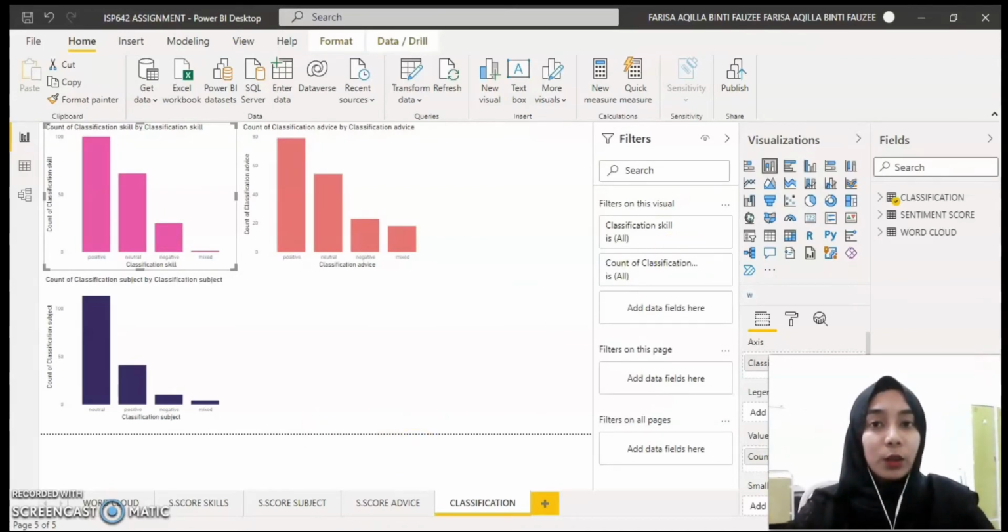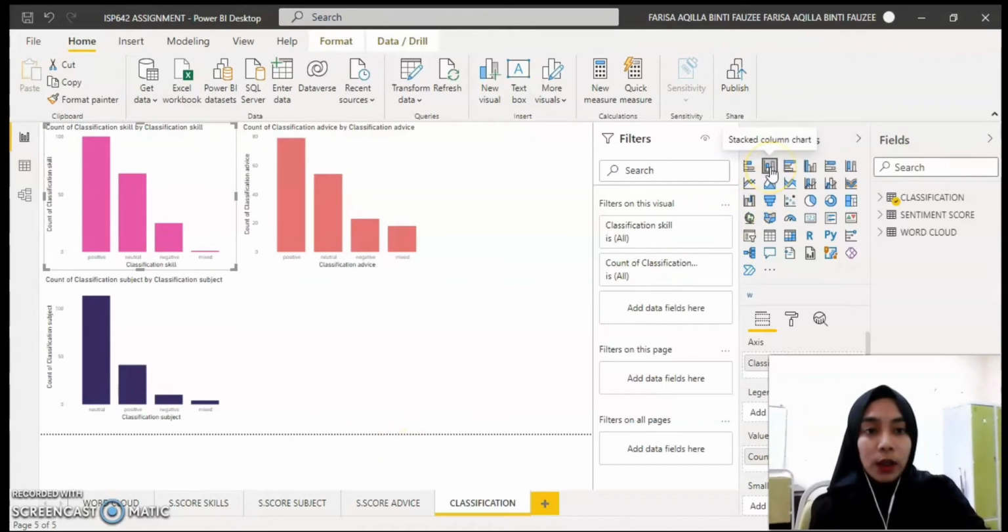Classification analysis is one of the sentiment analysis. Classification means the automated process of identifying opinion in text and labeling them as positive, negative, or neutral. I'm going to use the stacked column chart for the visualization.